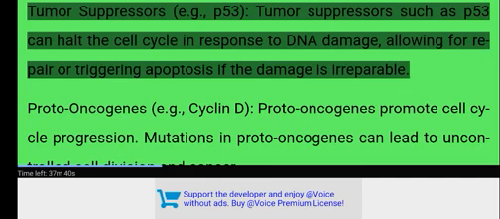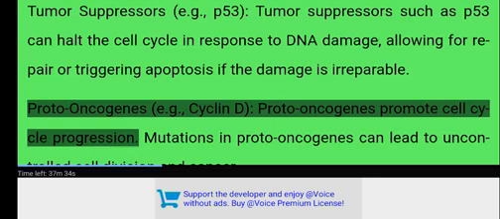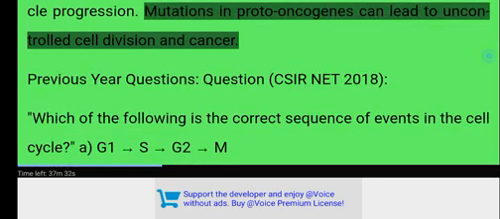Tumor suppressors, e.g., p53. Tumor suppressors such as p53 can halt the cell cycle in response to DNA damage, allowing for repair or triggering apoptosis if the damage is irreparable. Proto-oncogenes, e.g., cyclin D. Proto-oncogenes promote cell cycle progression. Mutations in proto-oncogenes can lead to uncontrolled cell division and cancer.